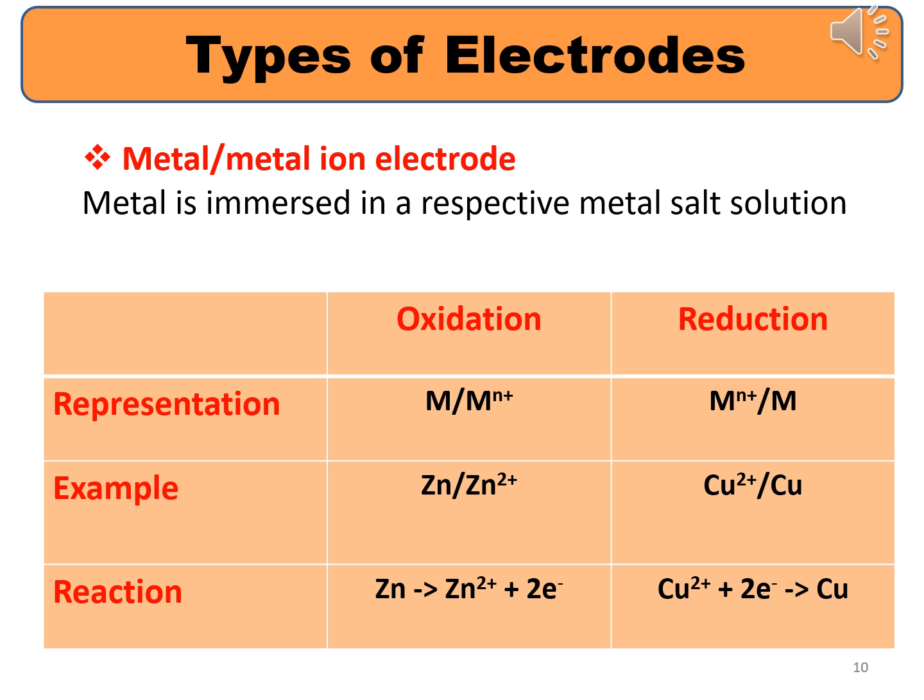The general representation used for this type of electrode, for oxidation, is M/Mn+, and for reduction it is Mn+/M. For example, if we consider the oxidation reaction of zinc, like zinc giving Zn2+ plus 2 electrons, the representation is Zn/Zn2+. And for the reduction reaction of copper, like Cu2+ plus 2 electrons giving Cu, the representation used is Cu2+/Cu.